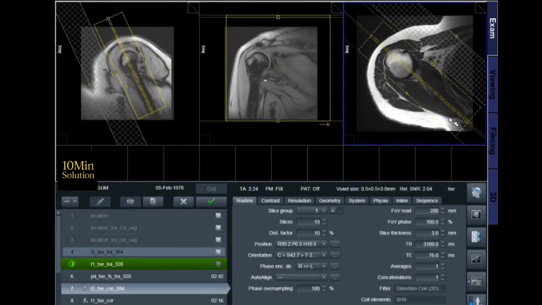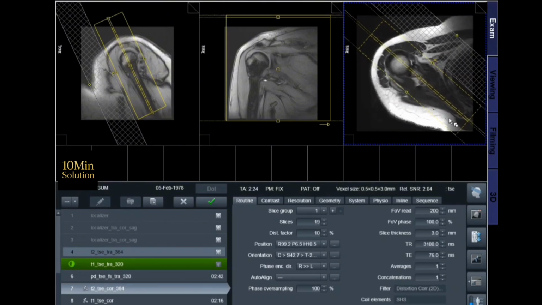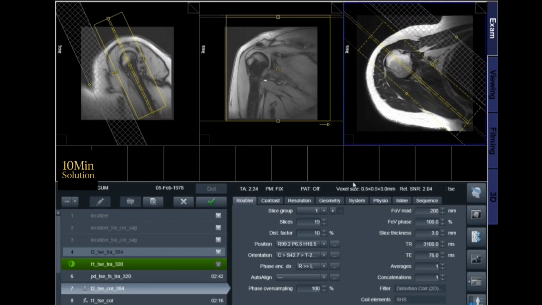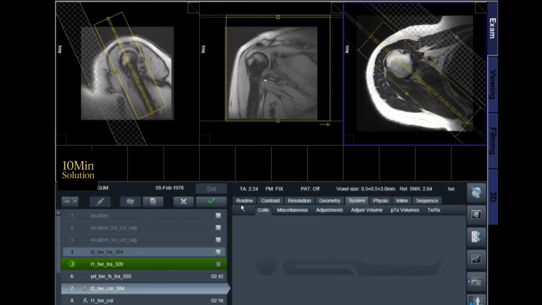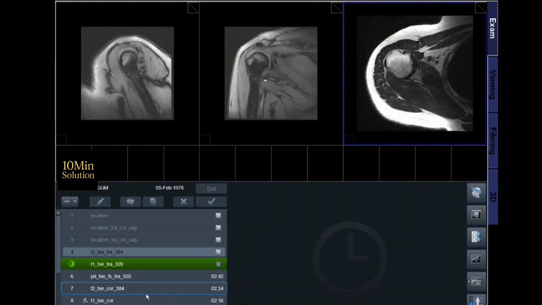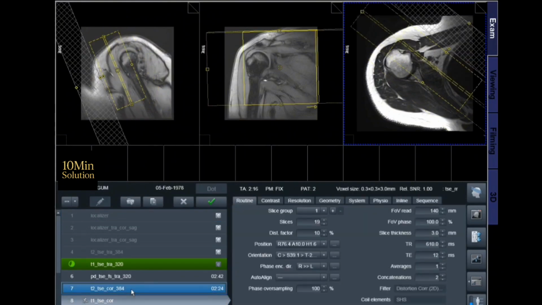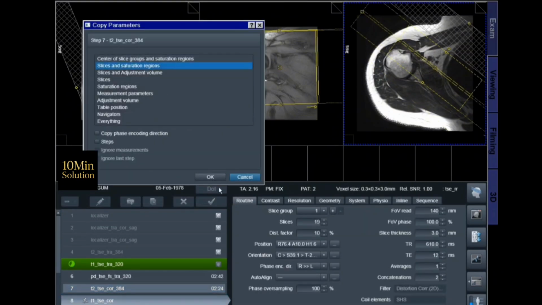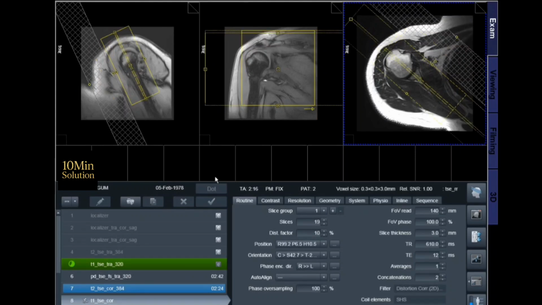PD fat-suppressed sequences: rotator cuff pathology, labral tears. STIR sequence, optional: bone marrow edema, inflammatory changes. All sequences are acquired in axial, coronal oblique, and sagittal oblique planes.